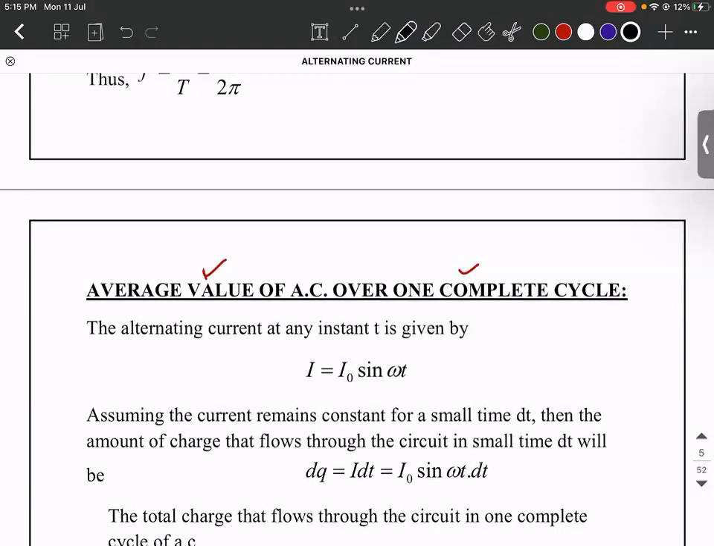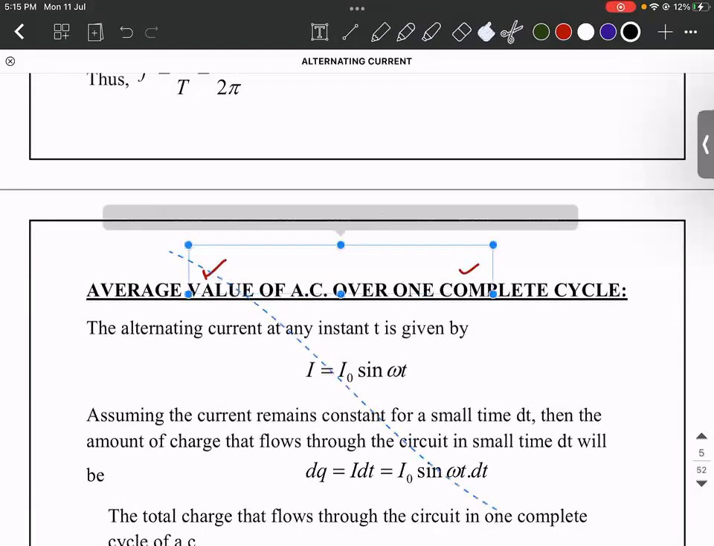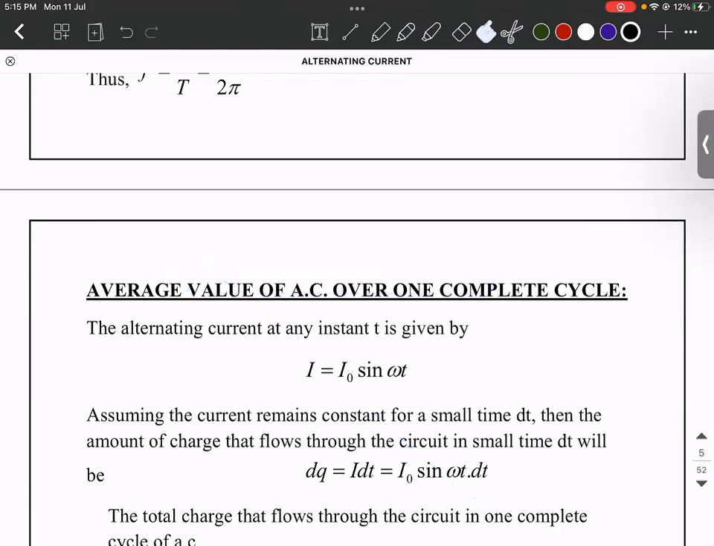So having said that these values exist, now what we are going to discuss is, for the given alternating current or alternating EMF, we will try to define what is called the average value of AC over a complete cycle and something called the RMS value over a complete cycle. So write down the heading as average value of AC over one complete cycle.